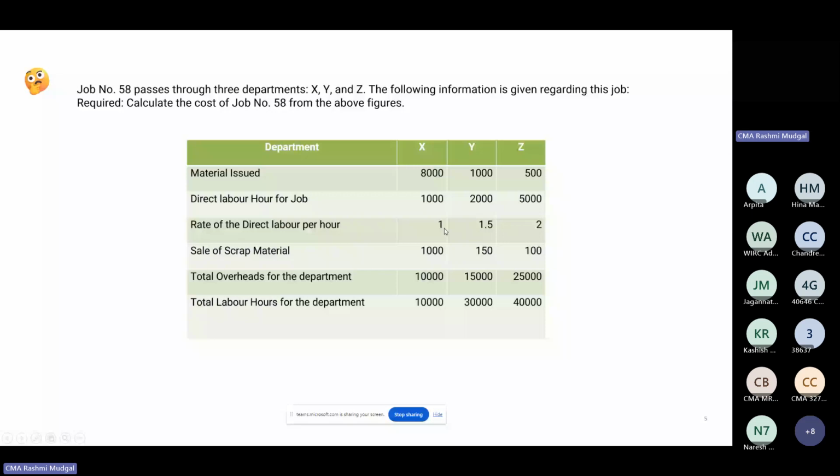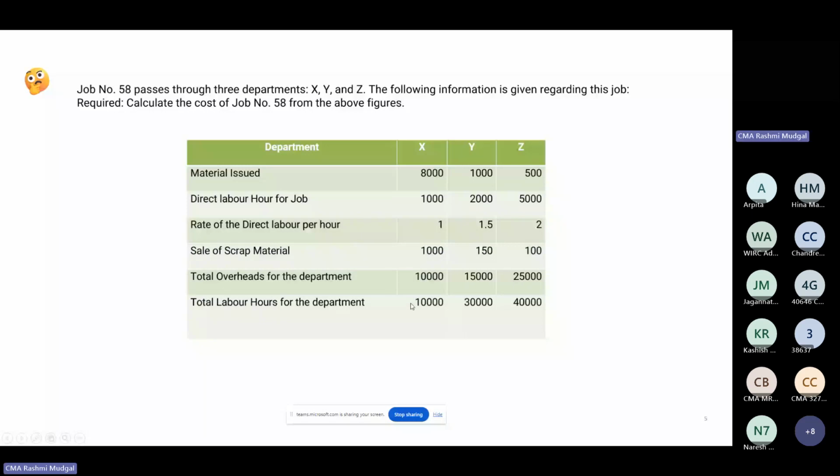Sale of scrap of material. For example, I have taken into consideration that 8,000 rupees of material has been issued, which I have sold. Total overheads for the department and total labor hours for the department are also 10,000. So we can see there is ₹1 per hour as the total overhead rate.